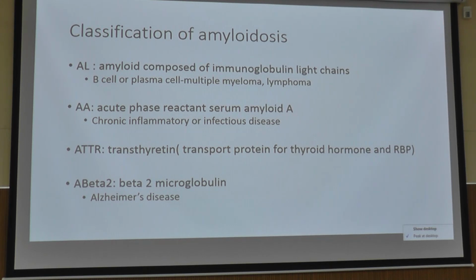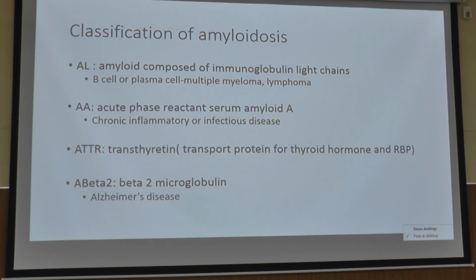Another common one, as I already told you, involves the transport protein for thyroid hormone and retinol binding protein, that is transthyretin. This is the one which gets misfolded. We don't know the reasons; it may be hereditary or it may be acquired. But this misfolding of the protein causes the formation of insoluble amyloid fibrils.